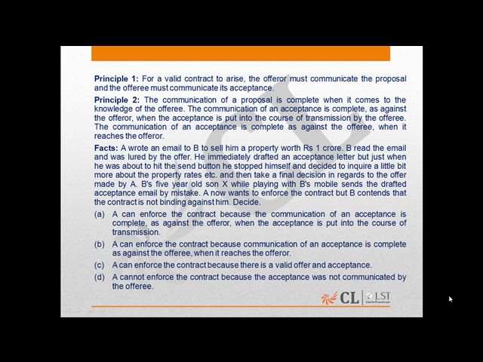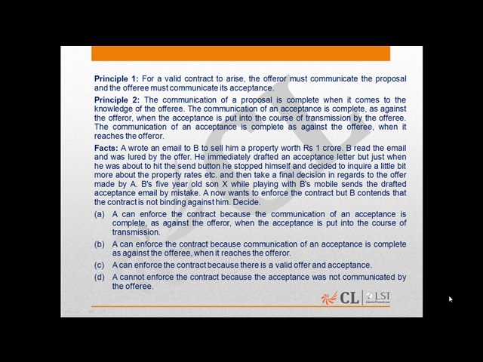Decide. A. A can enforce the contract because the communication of an acceptance is complete as against the offerer when the acceptance is put into the course of transmission. B. A can enforce the contract because communication of acceptance is complete as against the offeree when it reaches the offerer. C. A can enforce the contract because there is a valid offer and acceptance. D. A cannot enforce the contract because the acceptance was not communicated by the offeree.